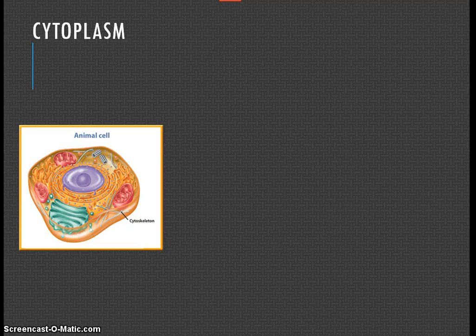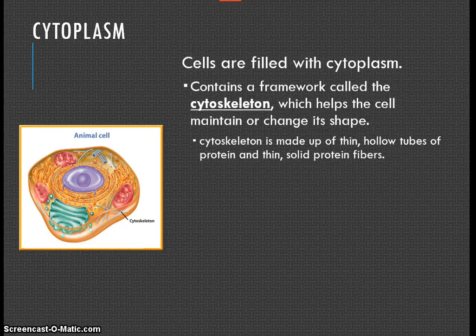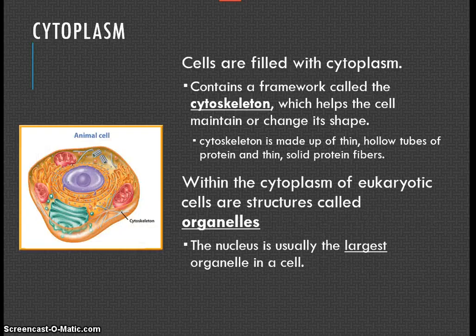Cytoplasm, as we said, is this gel-like substance that is filling the cell, and floating in this cytoplasm is the cytoskeleton, which is a framework, and it helps the cell maintain or change its shape. The cytoskeleton is made up of thin, hollow tubes of protein and thin, solid protein fibers. Within the cytoplasm of eukaryotic cells are structures called organelles.